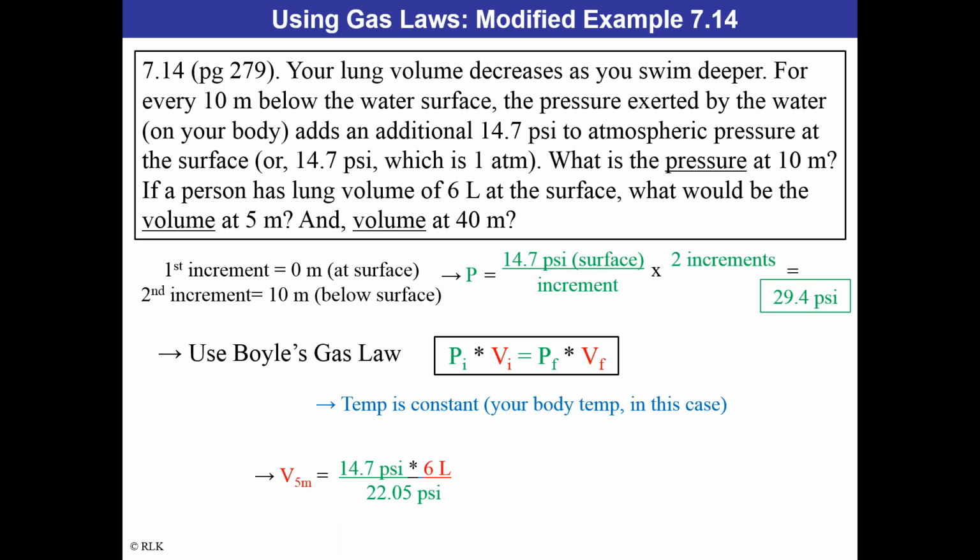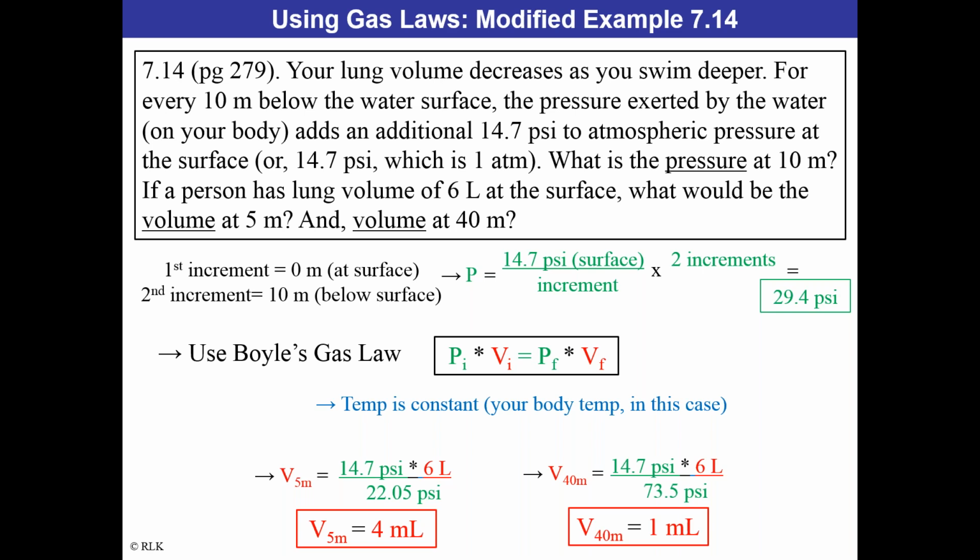Half of that 14.7 is about 7.35, and we're adding it to the 14.7 increment at the surface to get that 22.05 total. So your volume is going to be about 4 liters. I had typed mils, but that was a typo and I will fix it when I post it. Likewise, at 40 meters, you're going to be significantly reduced to 1 liter. The liters are what it's going to be, so 4 liters and then 1 liter.